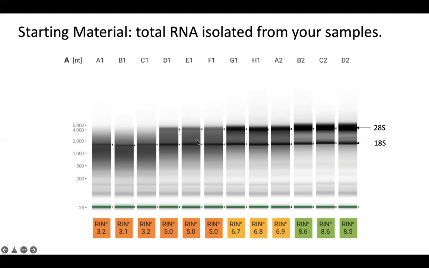And if you then go to the panels to the right, you can see a higher quality with the ones on the right, the three samples, which have a really dark 28S band and also a very clear 18S band. And in the bottom, below 1500, it is almost white.